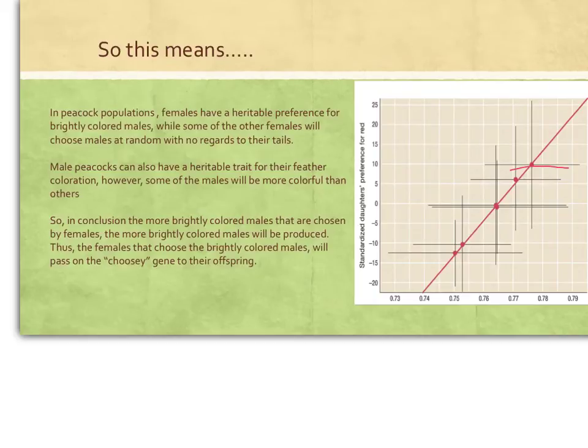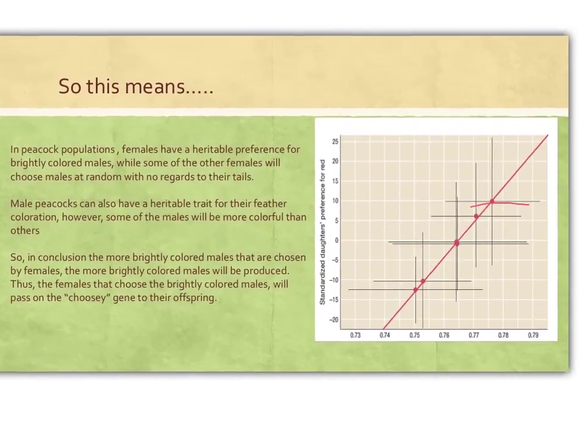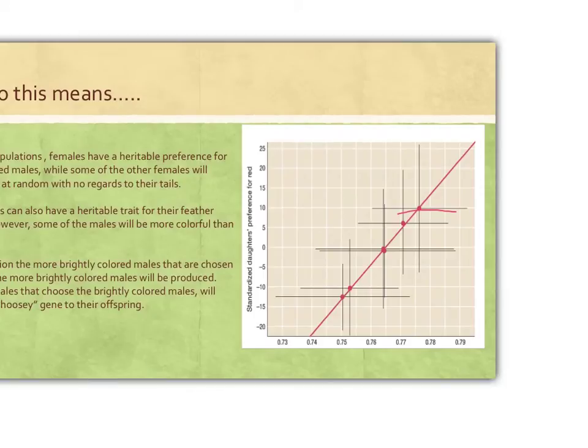Thus, the females that choose the brightly colored males will pass on the choosy gene to their offspring. And as we can see from this graph, right here, yes, that graph.